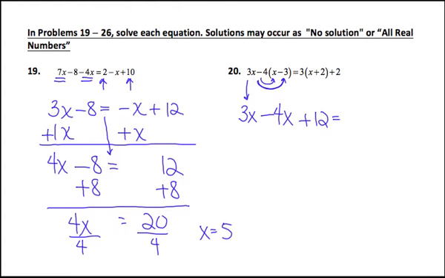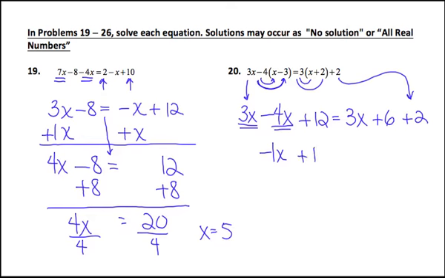On the right-hand side of this equation, I have 3 times x is 3x, and 3 times 2 is 6. And then just don't forget to bring this 2 over here. Let's now collect our like terms. So on the left-hand side, I have 3x minus 4x is a minus 1x. You don't need to write that 1, but sometimes it's helpful. On the right-hand side, I have 3x, and then this 6 and 2 add to be 8.